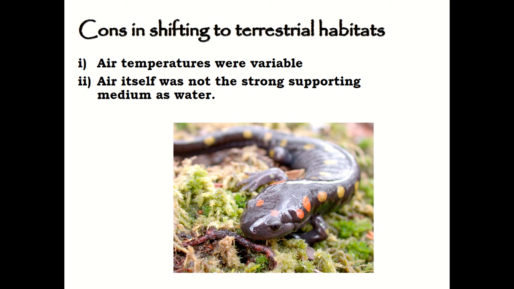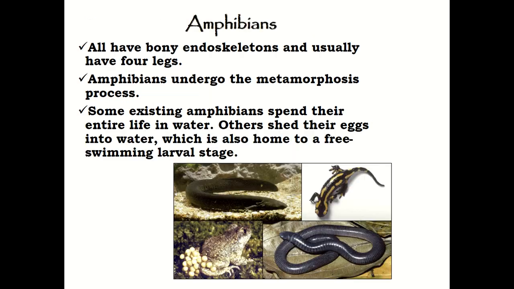However, there are cons in shifting from aquatic to terrestrial habitat. The first one is that air temperatures were variable, and also the air itself on the terrestrial habitat was not as strong a supporting medium as the water.